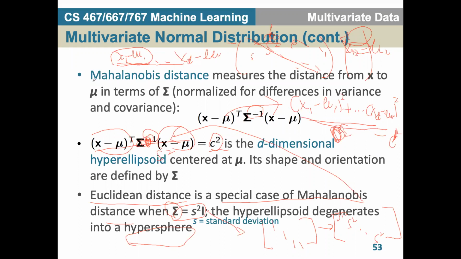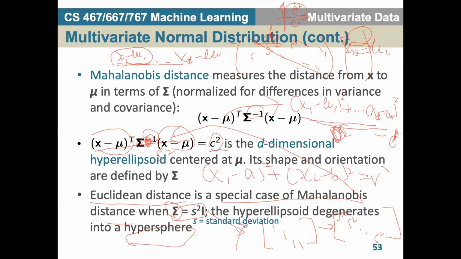So this is exactly the ball, the hypersphere, because the shape of x1 minus a squared plus x2 minus b squared equal to r squared is a ball, that is a circle, with center a, b and radius r. So this is really a hypersphere. Any questions?